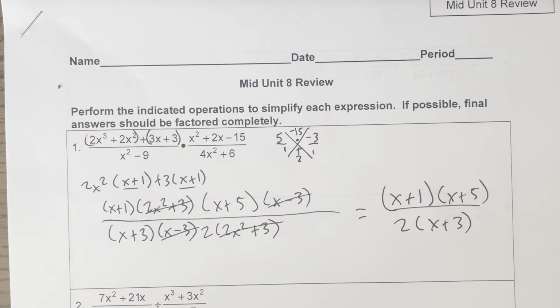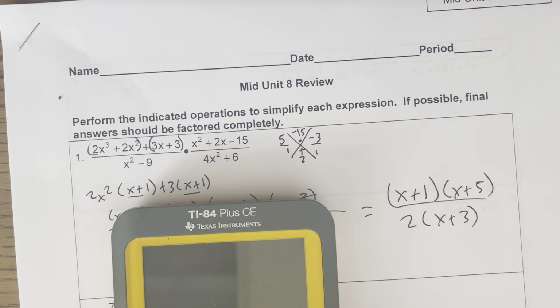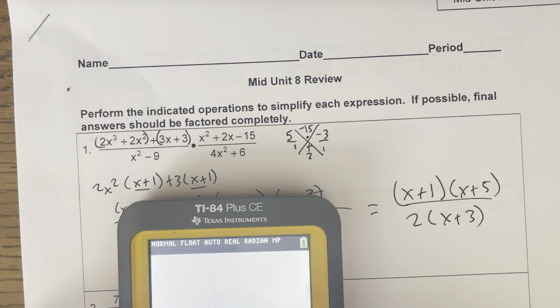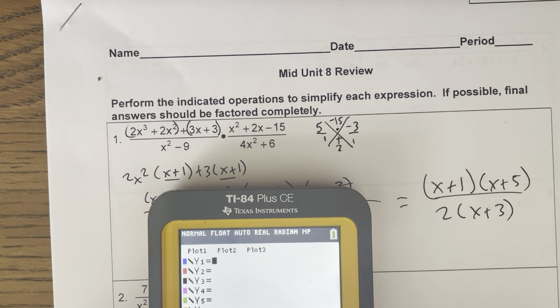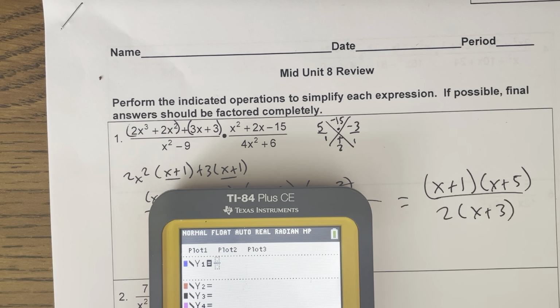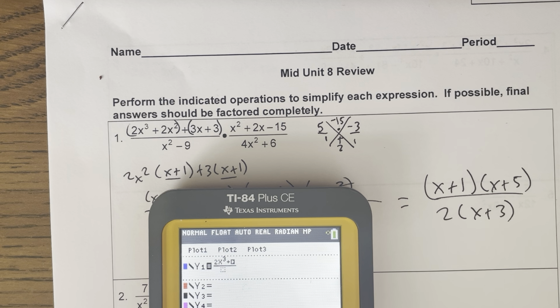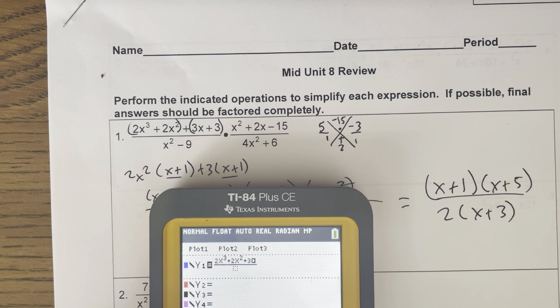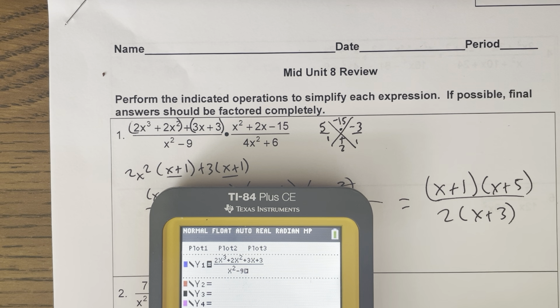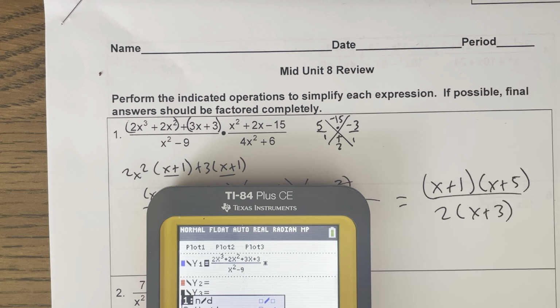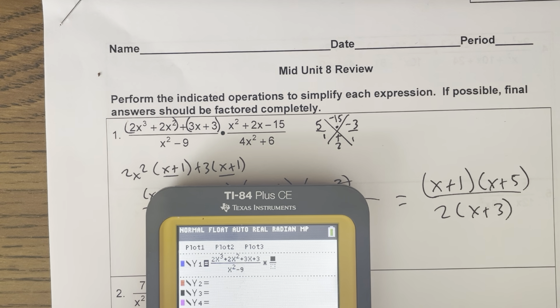If you want to check to make sure you got the right answer, there is a way to do it in your calculator. It takes a little bit of time, but in our y equals, we'll put the original equation in y1. I'll put the fraction 2x cubed plus 2x squared plus 3x plus 3 over x squared minus 9, and then multiplied by another fraction, x squared plus 2x minus 15 over 4x squared plus 6.